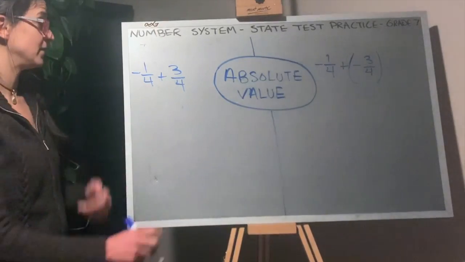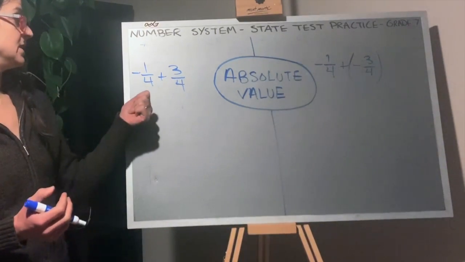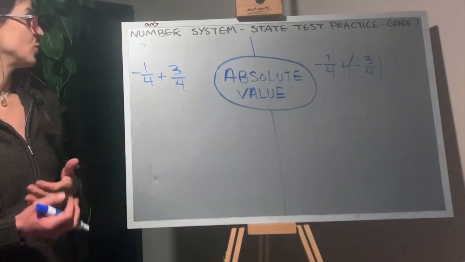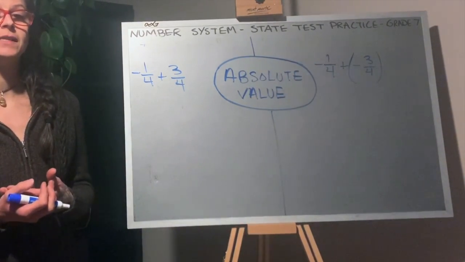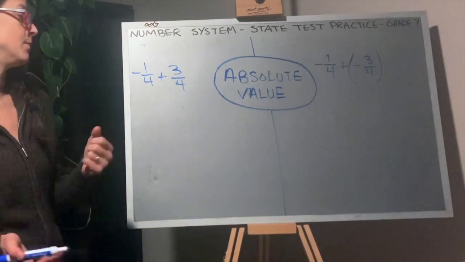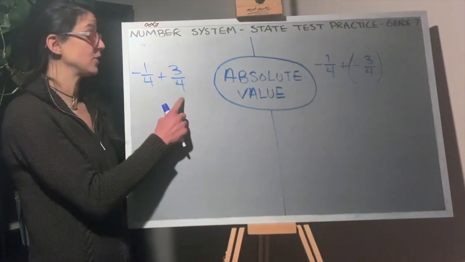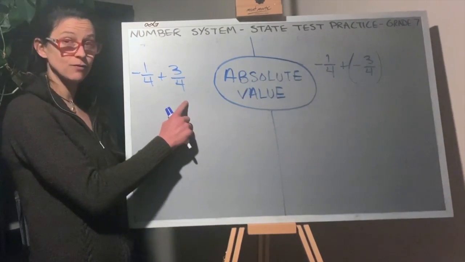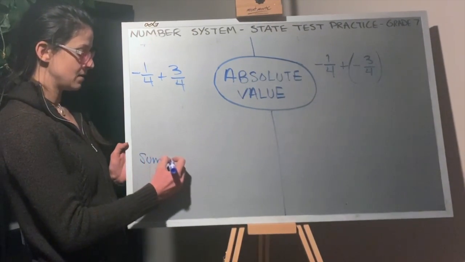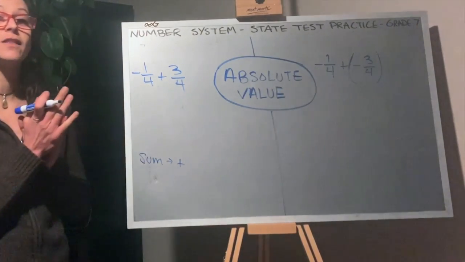We need absolute value when we're adding and subtracting numbers with different signs. In this case, we have negative 1/4 and positive 3/4. So we think about absolute value because the number with the greater absolute value keeps the sign for the sum. So is negative 1/4 or positive 3/4 further from 0? Positive 3/4 is further from 0, so my sum will be positive. And then all I need to do is figure out their difference.